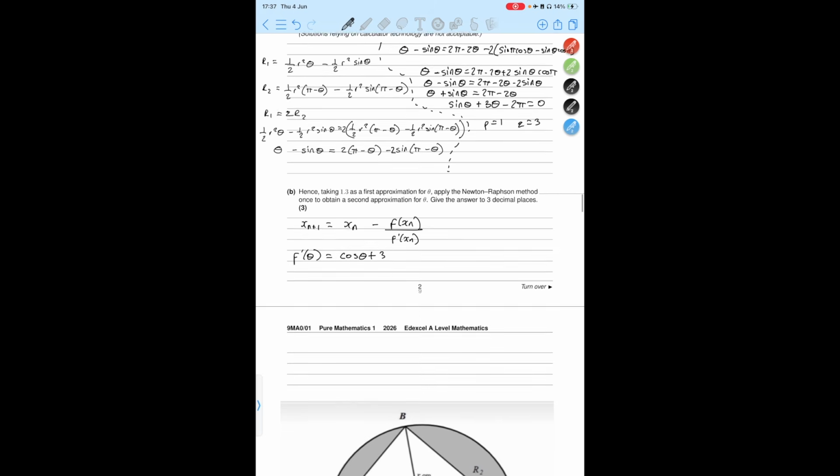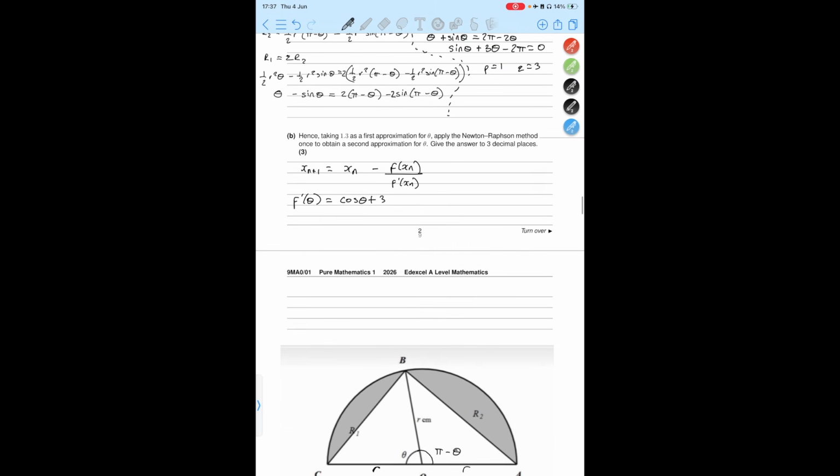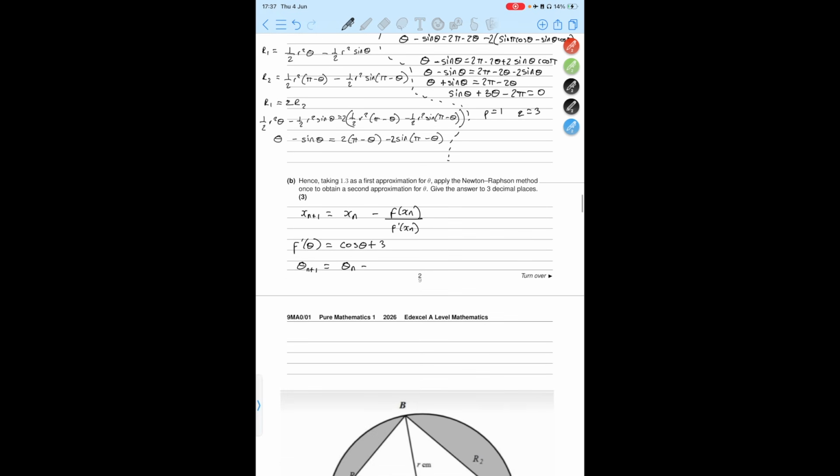Okay, now what we can do is write out our formula. So theta n plus 1 equals theta n minus, so this is going to be the numerator, not the denominator, is going to be this, divided by cos. Okay, hopefully this is okay to read. I'm going to put the plus over here.